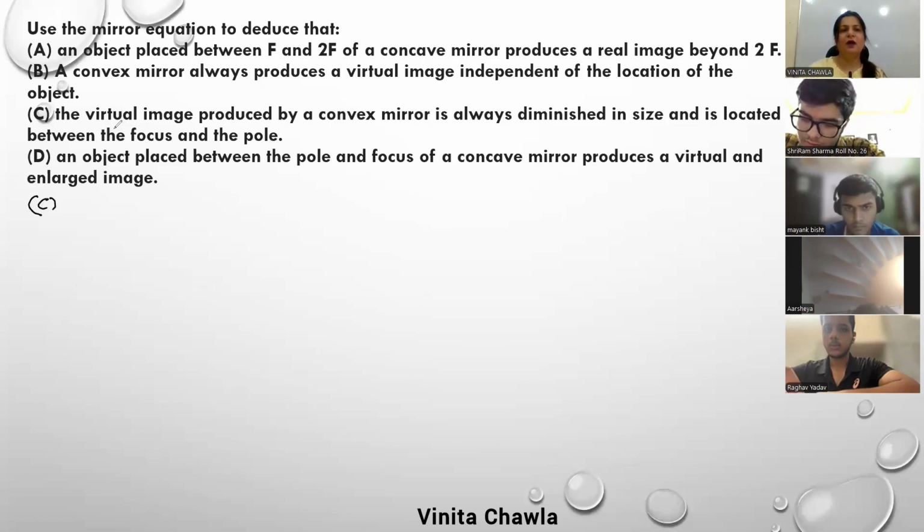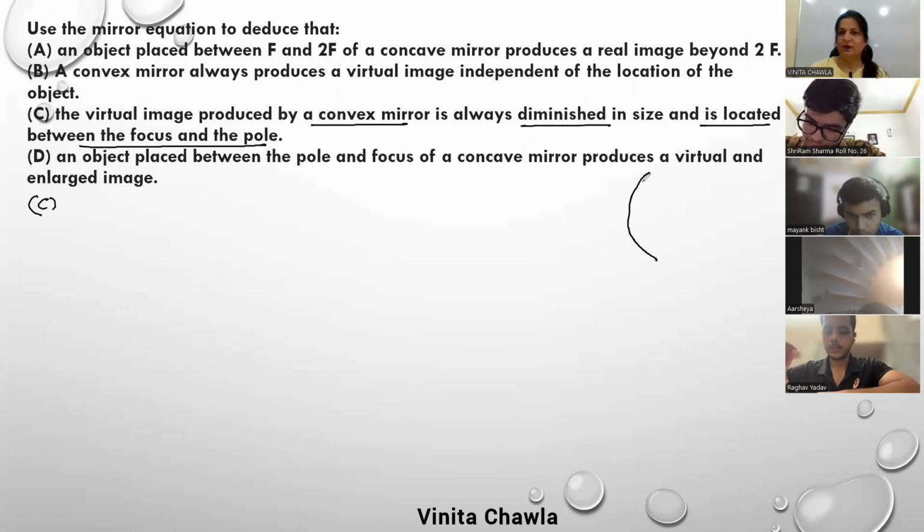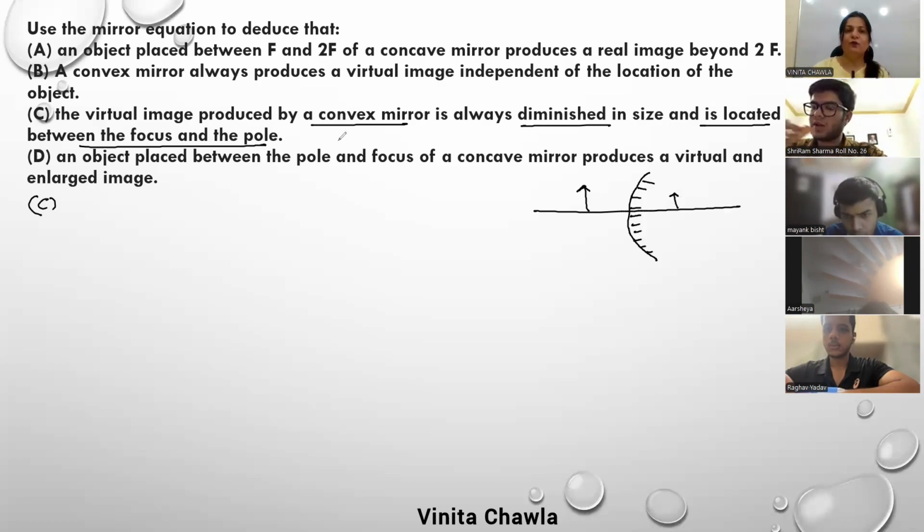In the third part, we are given a convex mirror. We have to prove that in a convex mirror, a virtual image is always diminished in size and is located between the focus and the pole. Similar question, no? We have a convex mirror. The object is placed in front of the mirror and the image is formed behind the mirror in this case. So we have to prove that the image is diminished and it is always between pole and focus.